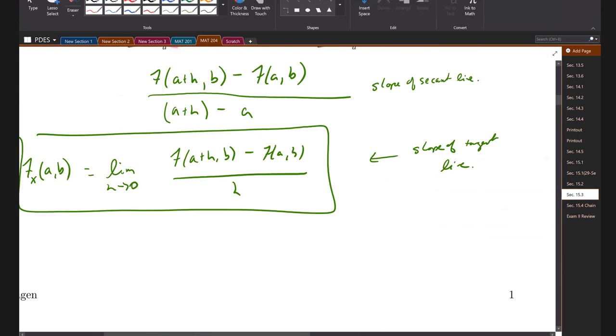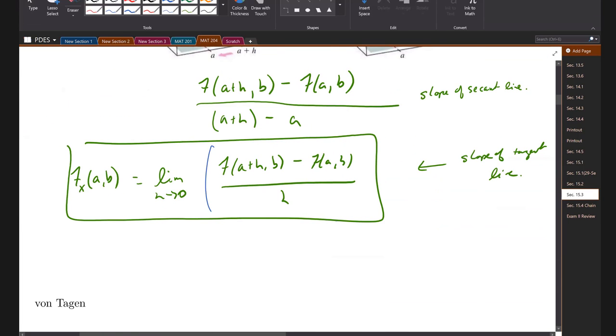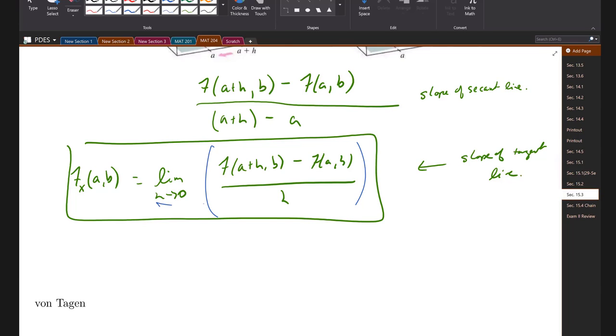This expression inside my parentheses here is not defined at h equals 0. But when I take the limit as h approaches 0, I examine the behavior of those output values. And if they are approaching a number, then that indeed is the derivative, specifically the partial derivative of f with respect to x. Great question.